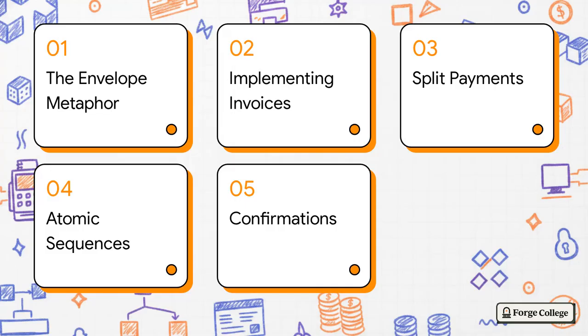Okay, let's dive right into this technical blueprint. We'll start with the envelope metaphor to conceptualize the protocol, then move into implementing invoice flows, followed by building split payments, creating atomic sequences, and finally, we'll wrap up with confirmations and correlation.